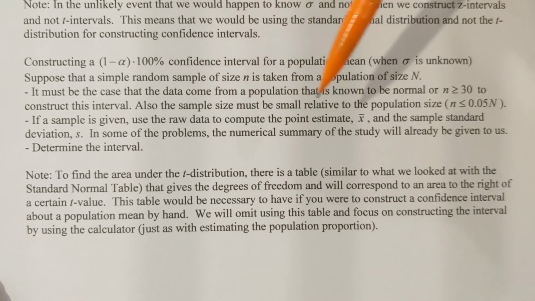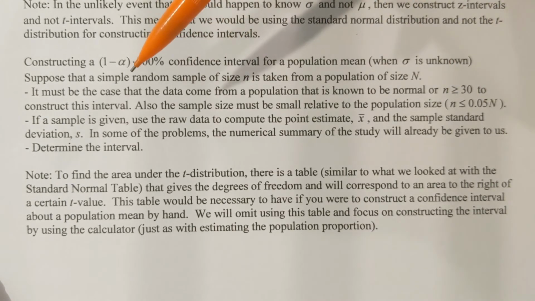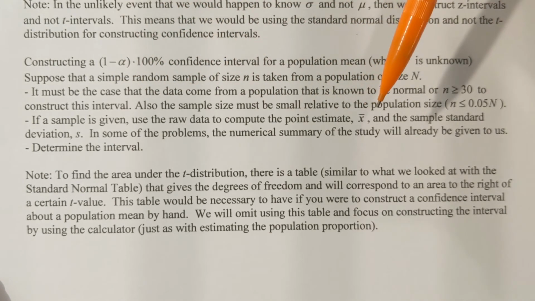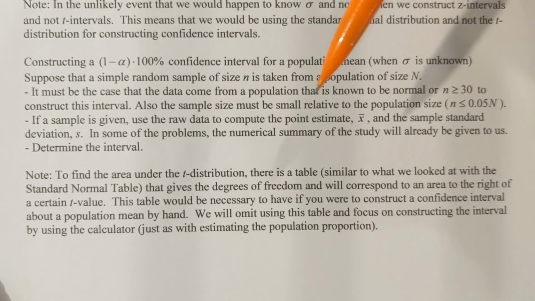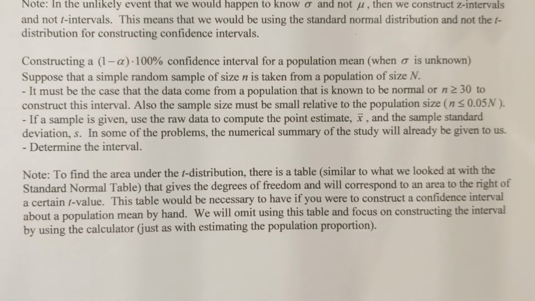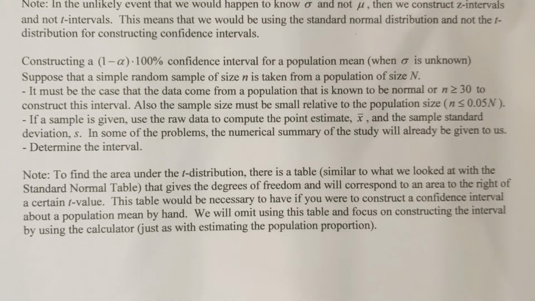Also, the sample size must be small relative to the population size. That is no bigger than 5% of the population size. Okay, and if a sample is given, we're going to use the raw data to compute the point estimate, x bar, and the sample standard deviation, s. In some of these problems, they'll give you a numerical summary that you'll be using, and then on some other problems, they'll be giving you the raw data, and we'll look at those two situations, and I'll show you how to get the results on the calculator. And we'll determine the interval, then would be the last step.